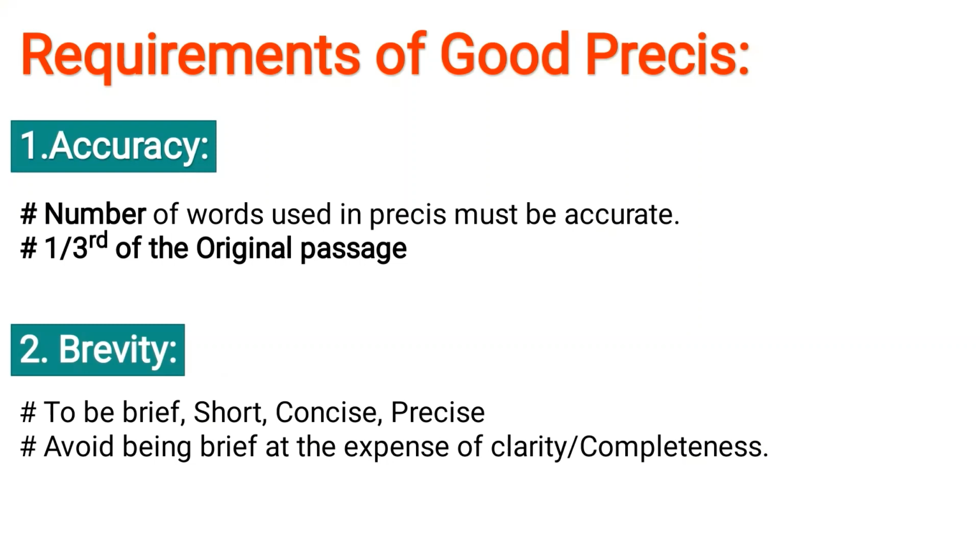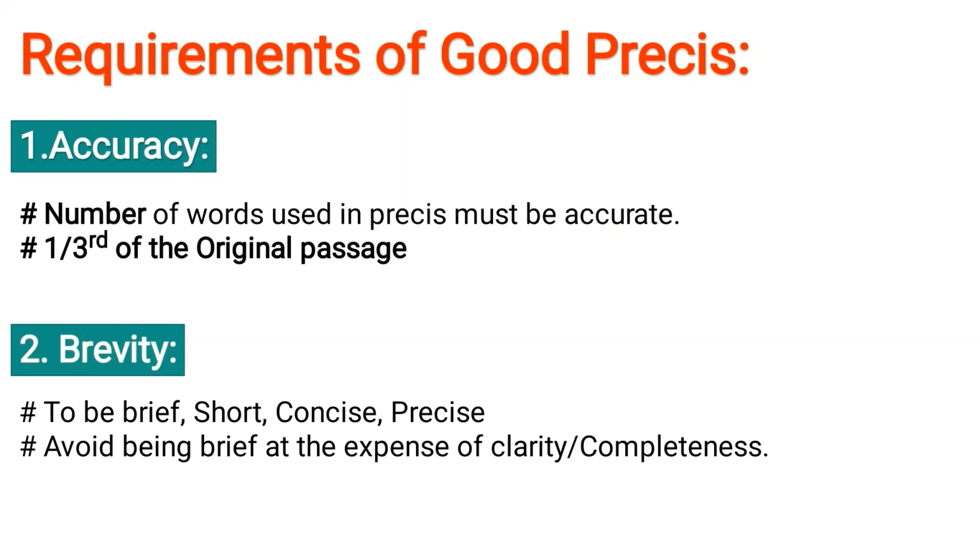Now the question arises, what is that number? Now you can see that it is 1/3 of the original passage. So whenever you are making a Precis, the number of words must be accurate. The word used here is must. Now let's suppose you are getting an original passage that contains 300 words, and when you make a Precis of that passage, it must contain 100 words. That is 1/3 of the original passage. So the very first requirement for making a Precis is accuracy.